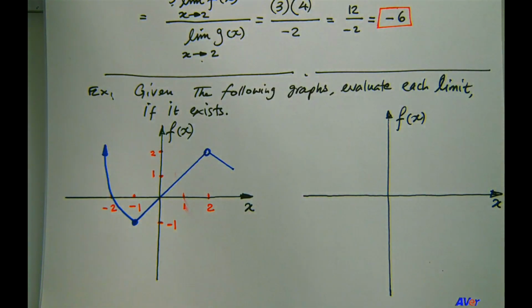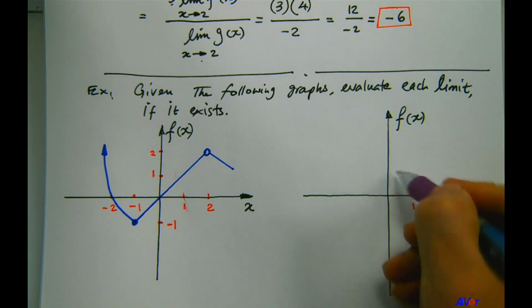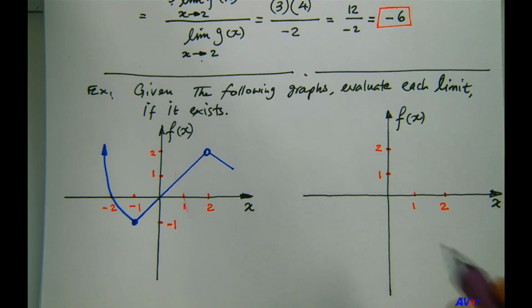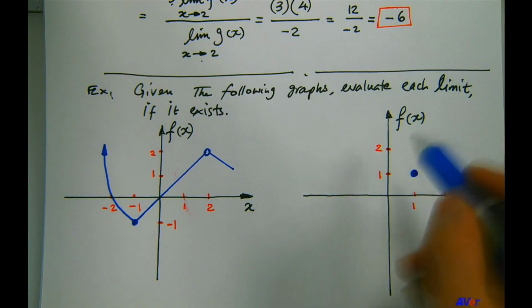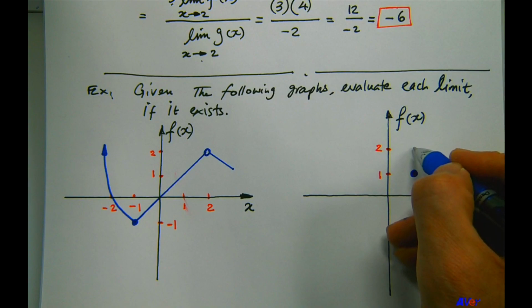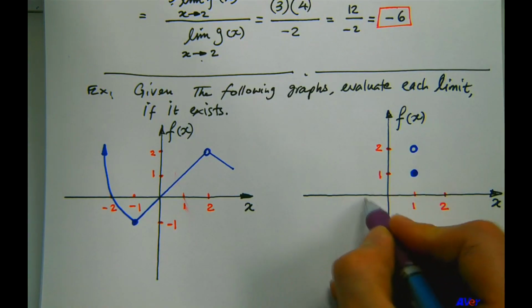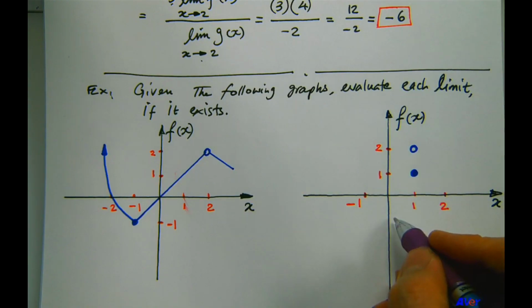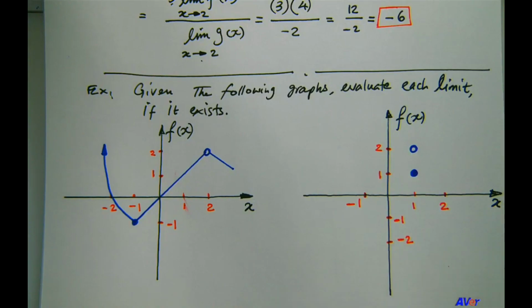And then we have on this side, so we have 1 and 2, and we have 1 and 2. And right at where we have 1, 1, we have a filled in point here. And then at 1, 2 right here, we have a hollow circle like that. And then here along the -1 and -2, -2, like that.